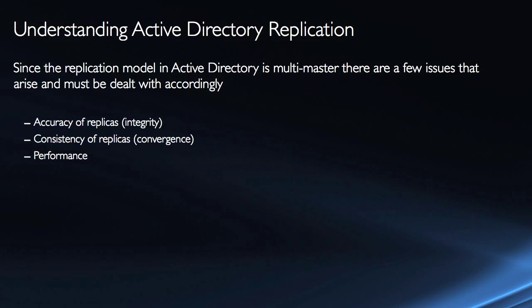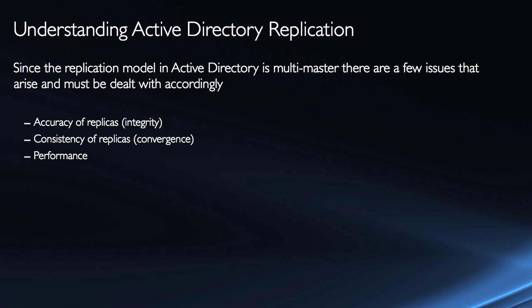Active Directory replication is the process of copying updates from one server to another. Since we're in a multi-master replication model, any domain controller can make additions, modifications, or deletions to the Active Directory database. And then those changes need to be replicated or pushed to the other domain controllers in the same domain and in the same forest.